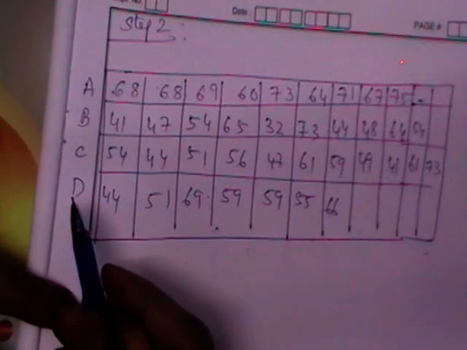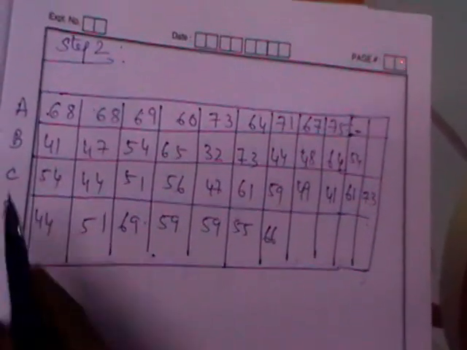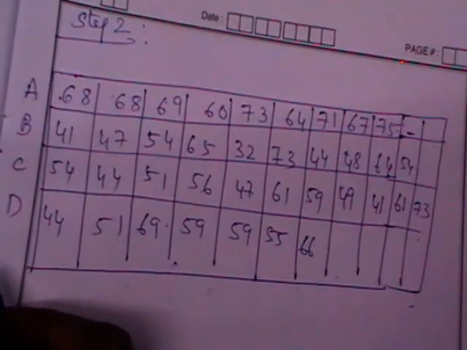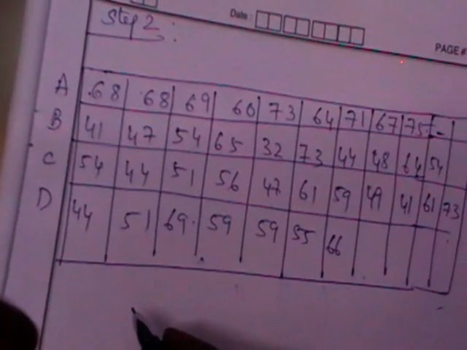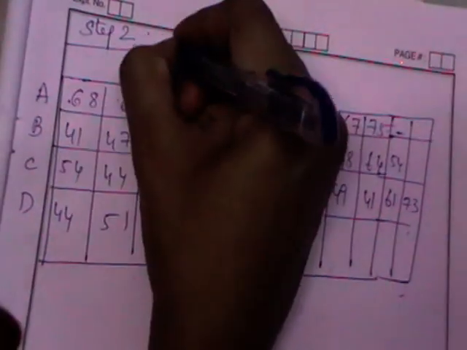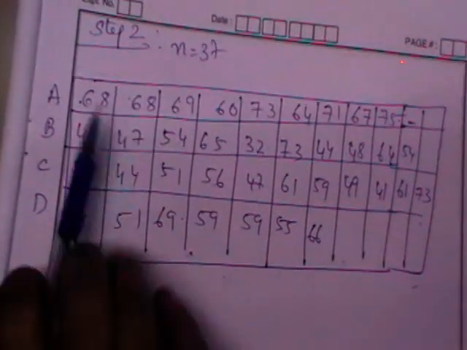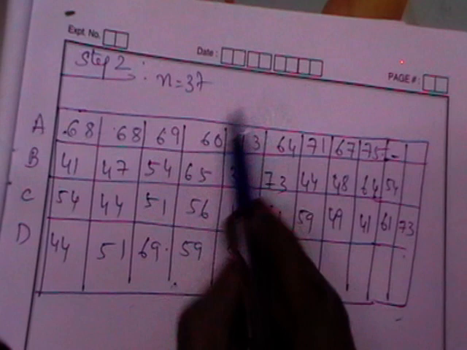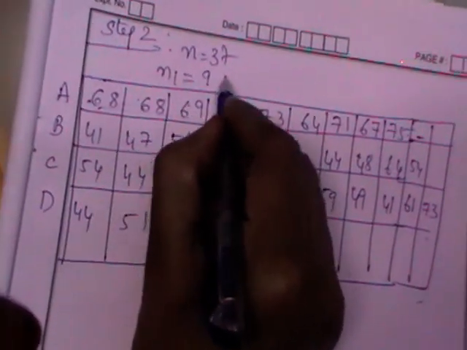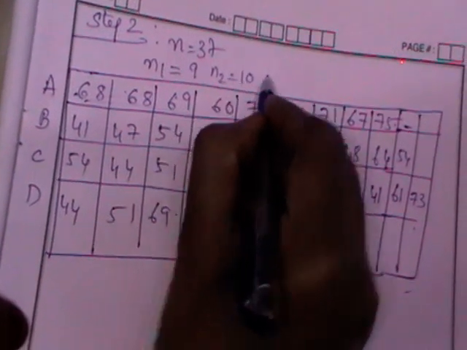In step 2, you need to calculate the grand total, G. Before that, let us write the total number of observations. What is the total number of observations here? The total number of observations here is 37. And also, you find out the number of observations in each row, let it be n1. So in the first row we have 9 observations, in the second row we have 10 observations, then 11, and in the fourth row we have 7 observations.